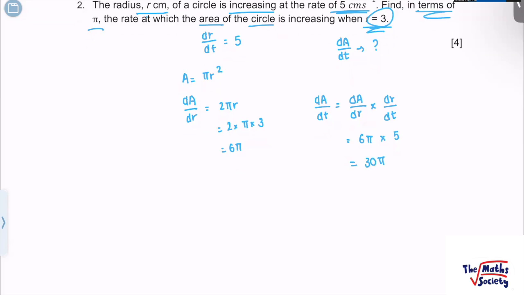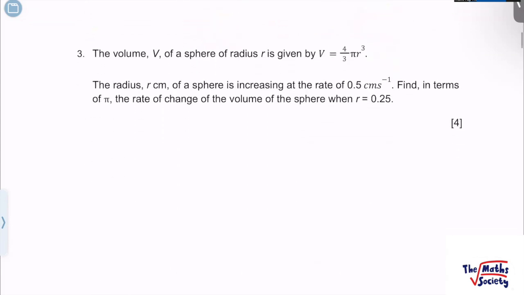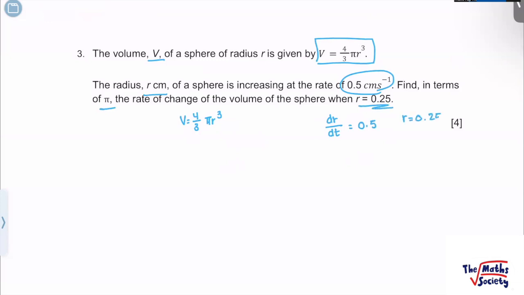And then we'll go on to question 3. Question 3 says that the volume V of a sphere of radius r is given by V equals 4 by 3 pi r cubed. Radius r is increasing at a rate of 0.5 as well, so dr by dt is equal to 0.5 again. Find, in terms of pi, the rate of change of the volume of the sphere when r is equal to 0.25.